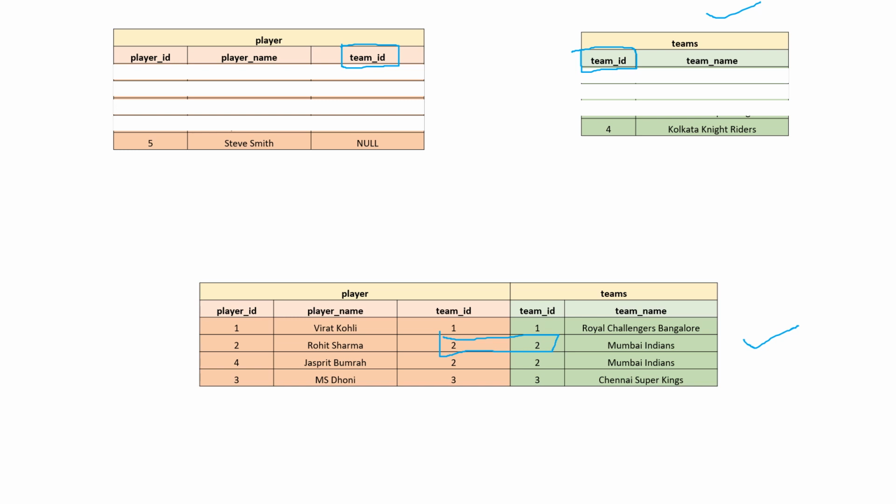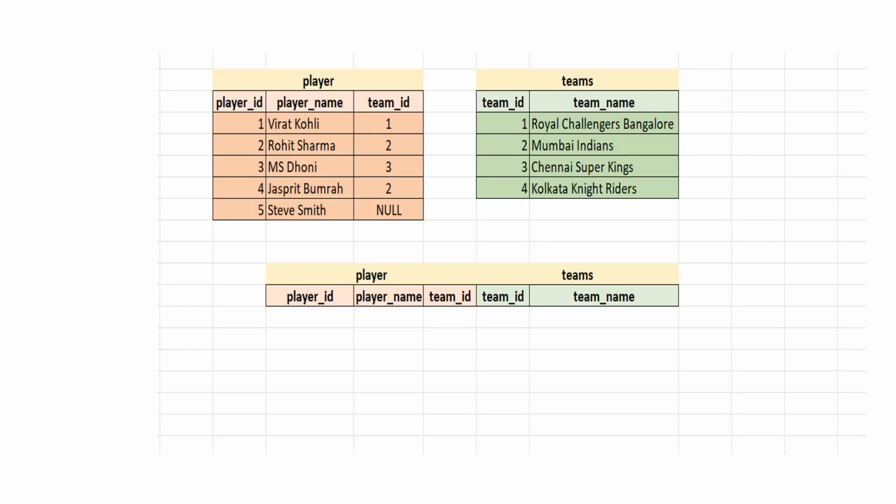Now we will talk about the cross join. Let's see, with a similar example, how we can approach the join and how we can avoid the common mistake. So let's see our player and team tables. When we perform the join, it combines all the columns from the player table and all the columns from the team table.